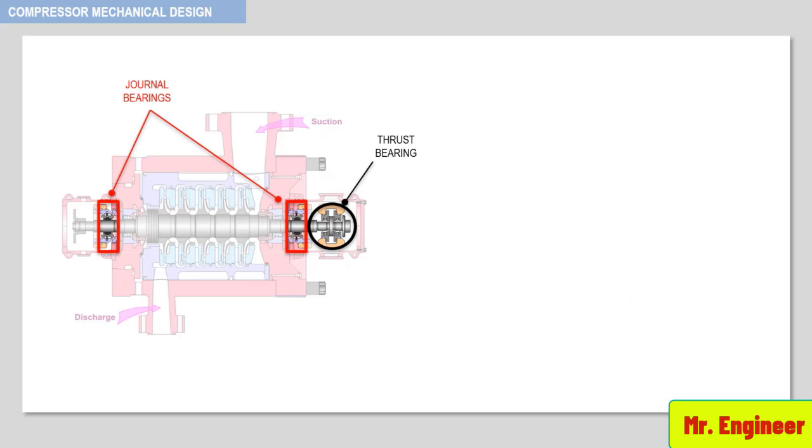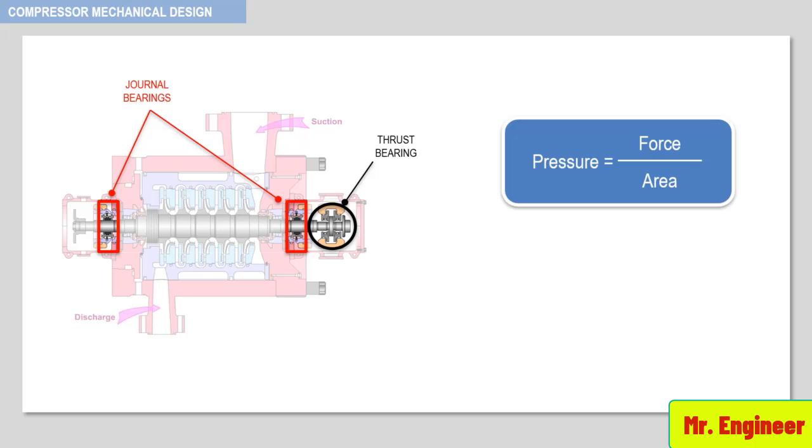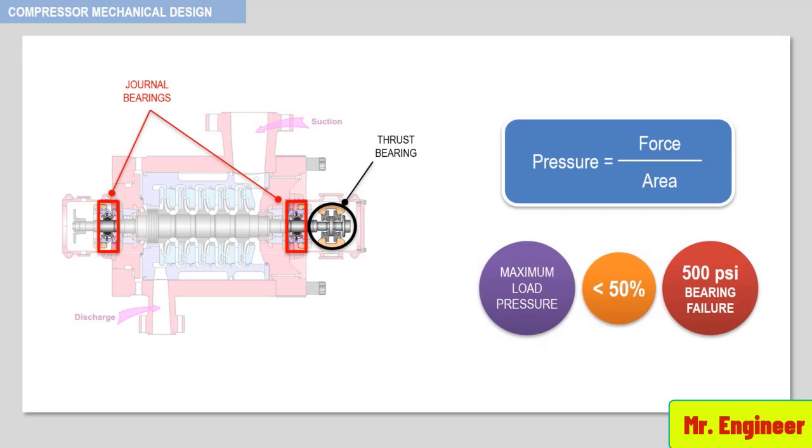Now, the same principle applies in the design of thrust bearing. That is, the pressure equals all the rotor axial forces acting on the thrust bearing area. Recall, the thrust bearing supports all compressor axial loads. For any hydrodynamic bearing, journal or thrust, the approximate pressure that would cause a bearing failure is 500 psi. Most industry specifications limit the load pressure to 50% of this value, so roughly around 250 psi.